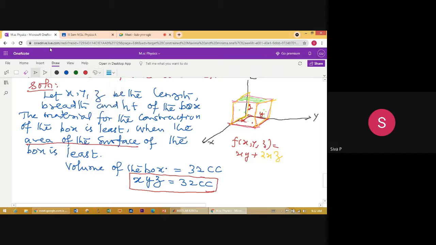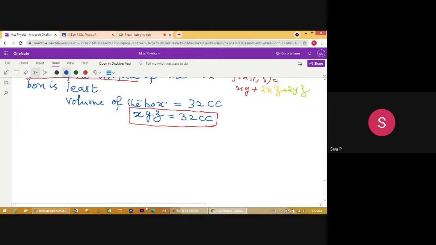And then one more is there, yz. In front one yz is there, and on the back side one more yz is there, so 2yz. Therefore, f of x, y, z equals xy plus 2xz plus 2yz.